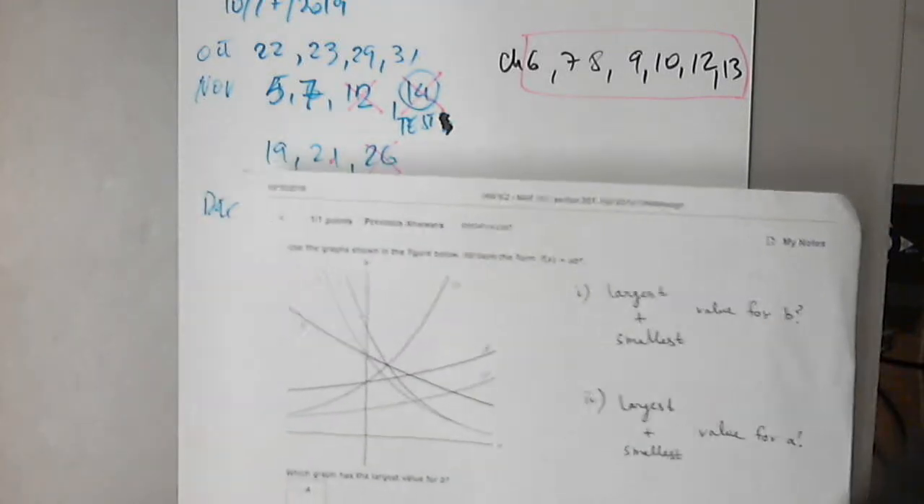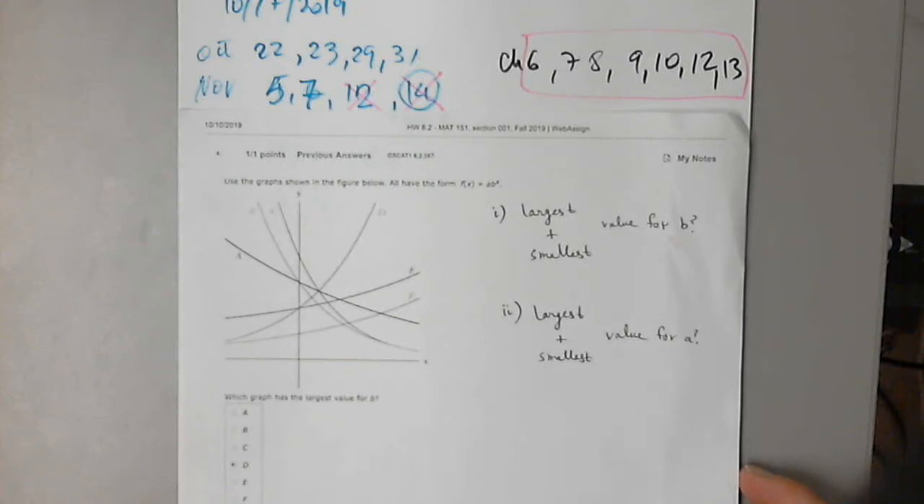Thank you for bringing the graphs, otherwise we would not have been able to. So which graph has the largest value of b? If you remember, we said this: the higher the power, if it's greater than 1, the closer the function gets to the y-axis. If the base is 1.1, it could probably look like this. If the base is 2, it would look like this. If the base is 3, like this. If the base is 10, like this.